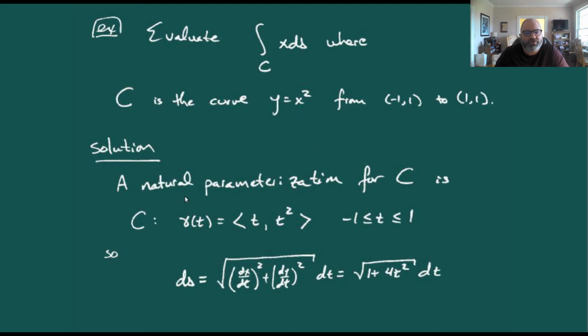So for the solution, a natural parameterization whenever one variable is given as a function of the other is to say that, since y is a function of x, we can just make x = t and y = t squared. That gives us this natural parameterization with t values going from -1 up to 1. So if we compute our arc length form, our ds being the square root of (dx/dt) squared plus (dy/dt) squared, that's going to give us the square root of 1 plus 4t squared dt.